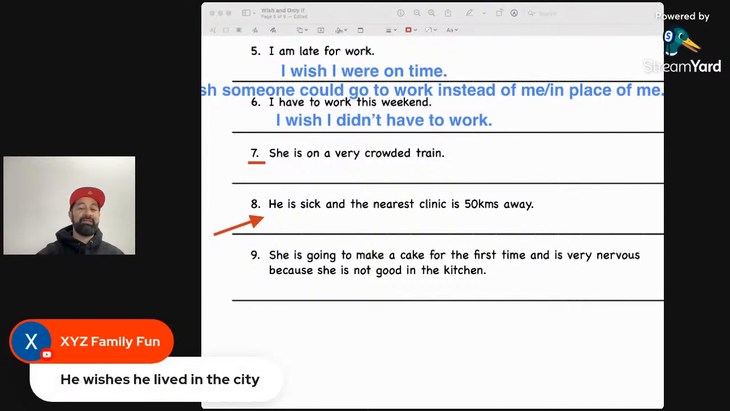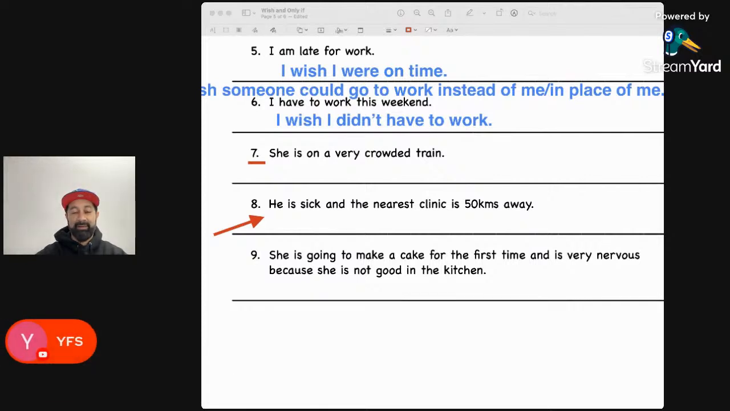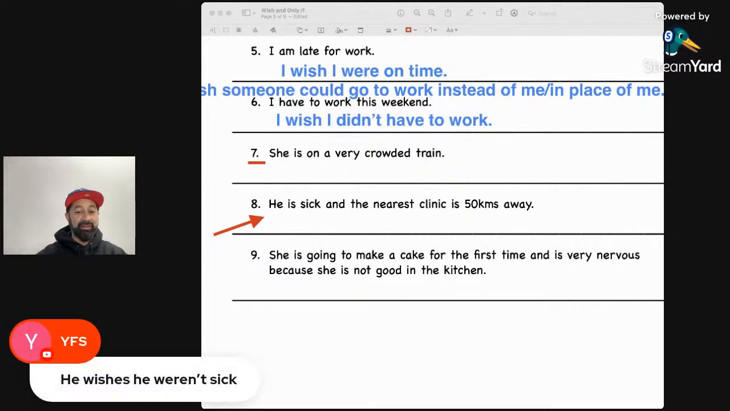XYZ has an answer for number 8. He wishes he lived in the city. Perfect. Yeah. Maybe he lives outside the city. He wishes he weren't sick. Perfect. Yeah, you just want the opposite. We can just use past tense.